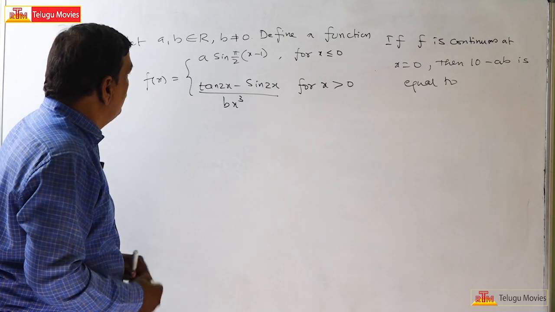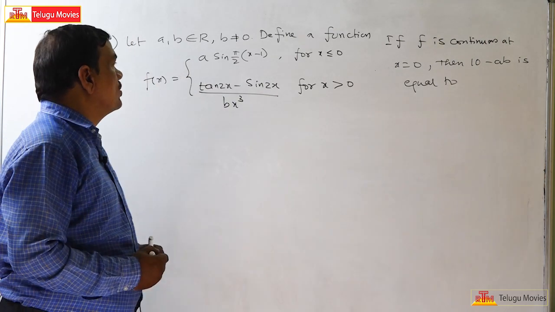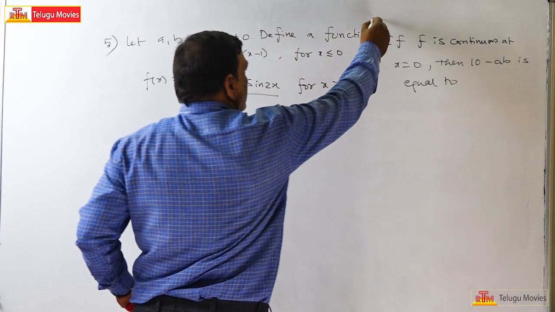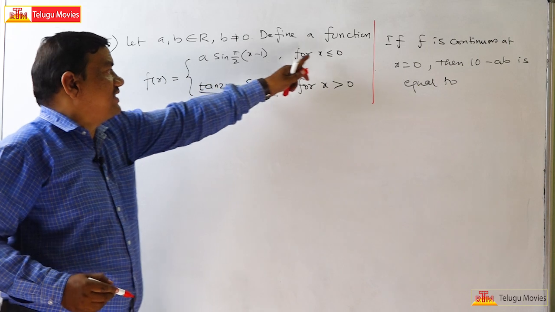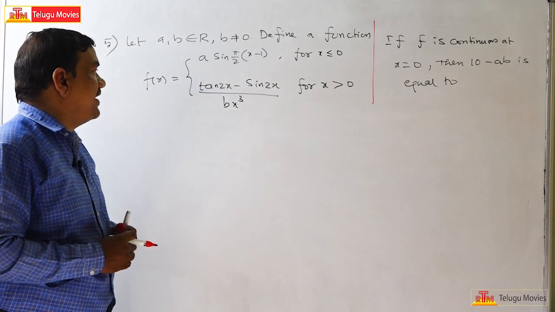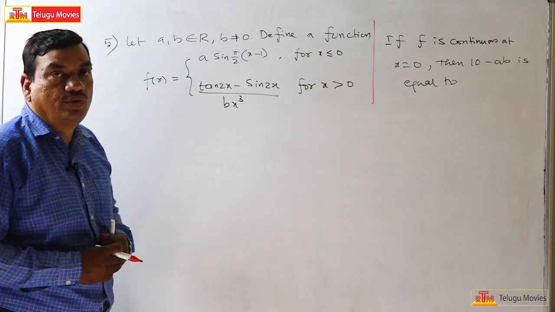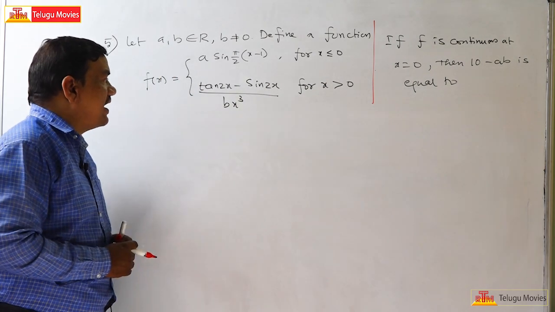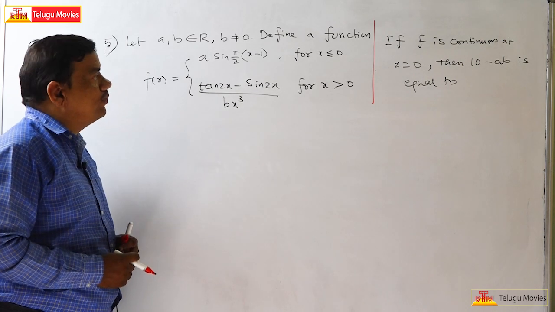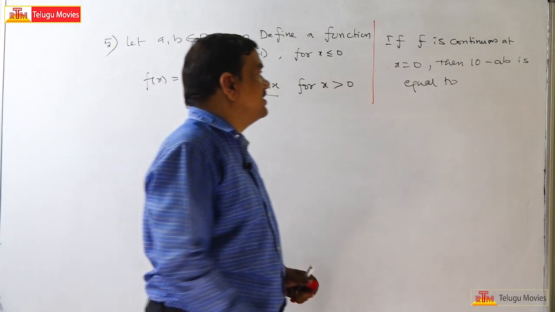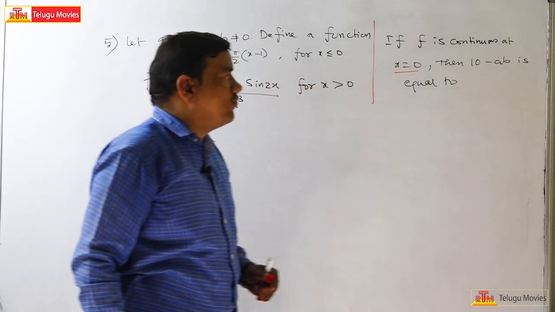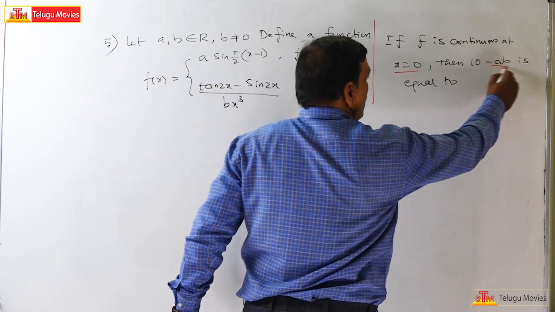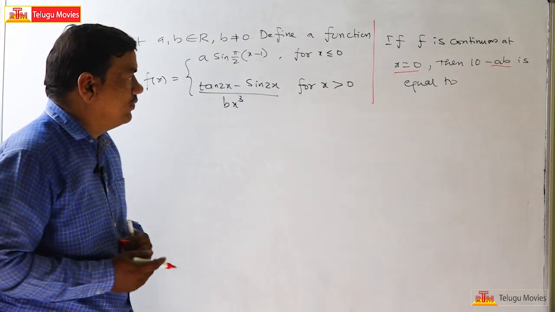Welcome to this problem. Let a, b belong to R and b not equal to 0. Define a function f of x: for x less than or equal to 0, the function is defined as a sin of (pi by 2 into x minus 1); for x greater than 0, (tan 2x minus sin 2x) by b x cube. If f is continuous at x equal to 0, then 10 minus a into b is equal to how much? Now, we have to find the values of a and b.